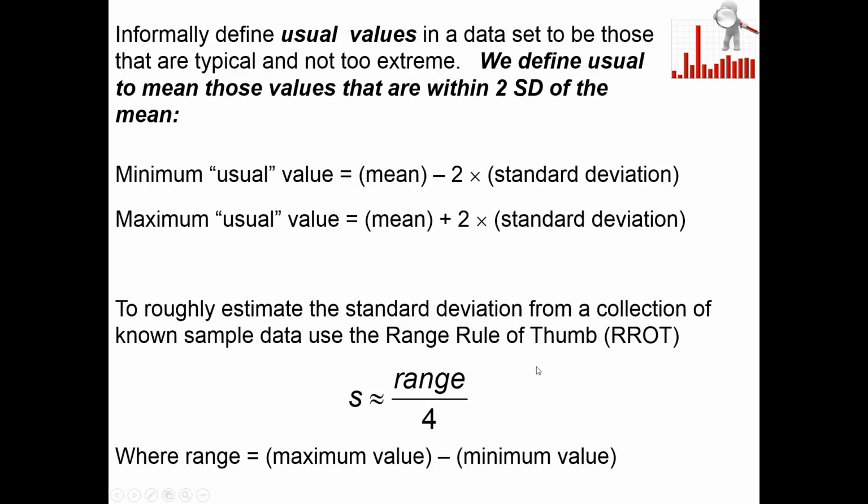Now, if you take a look in your book, there's something called the range rule of thumb, and the range rule of thumb is an estimate of the standard deviation. So if you just wanted to do a very rough guess of what the sample standard deviation is, you could roughly guess it as the range divided by 4, where again the range is the max minus the min.